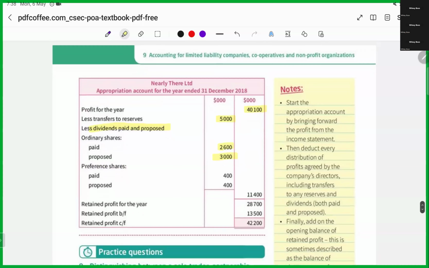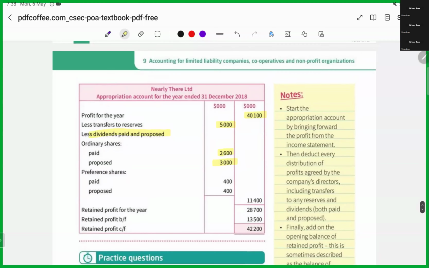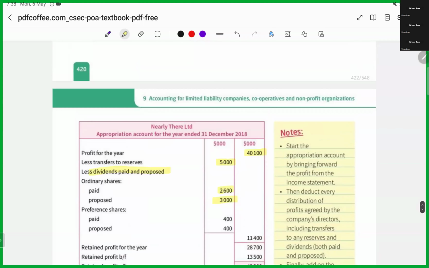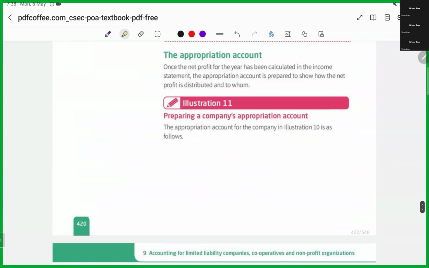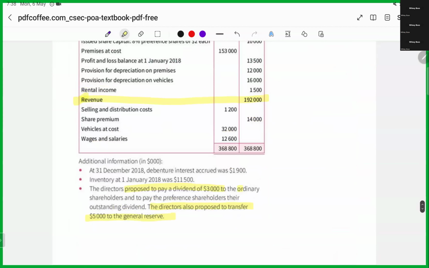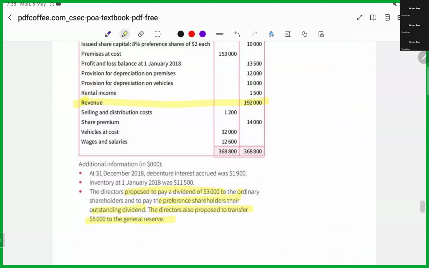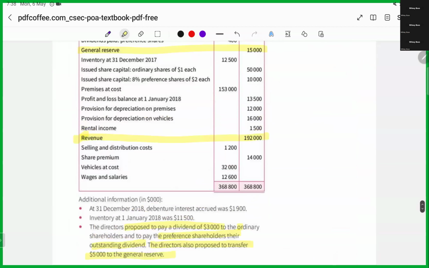Preference, you have to separate them. Remember, guys, you show ordinary shares and preference shares separately. Don't just total them and put a big figure. Show them, segregate them. Let's look at the paid preference shares and the proposed. In the note, it says the ordinary shares will be paid 3,000 and the preference shareholders will be paid their outstanding dividend payment. So let's look at how much was paid to preference shareholders already.